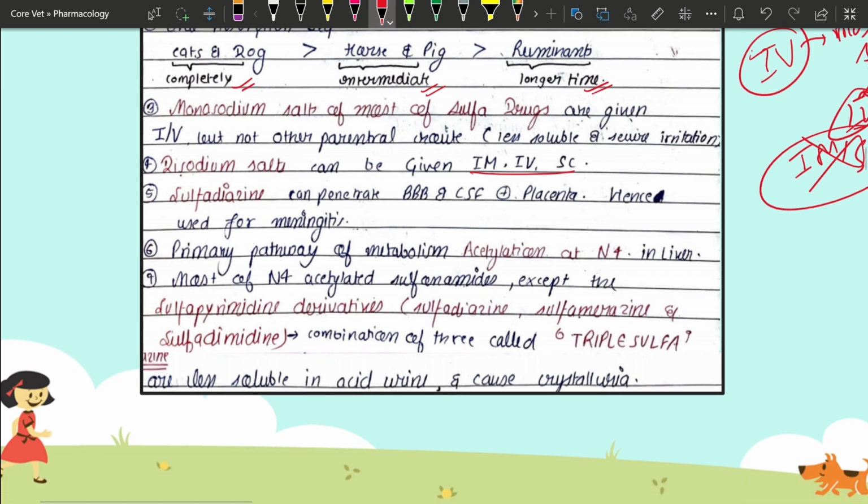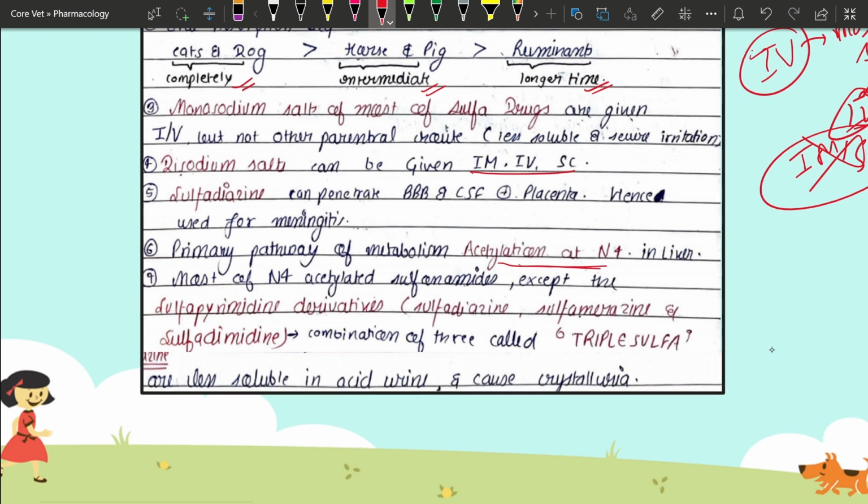Now if we focus on the metabolism of the sulfur drugs, most of the sulfur drugs are going to be acetylated at the N4 position. There are a few sulfur drugs which also undergo glucuronidation, but most of the sulfur drugs go under acetylation.